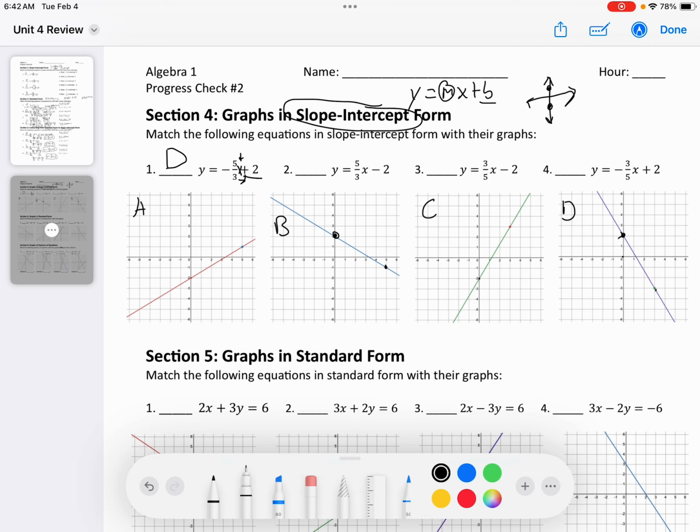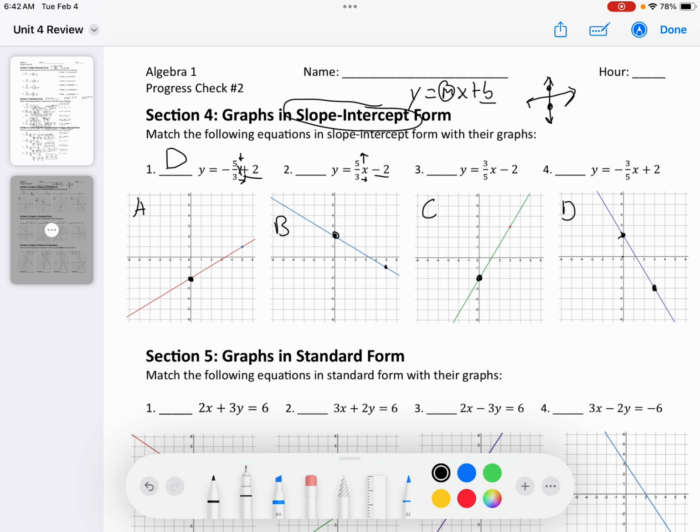So then, let's look at the next equation. Y equals 5/3 x minus 2. Again, this minus 2 tells me that it's either going to be A or C, because that's where it's going to cross the y-axis, down at negative 2. We're going to use the slope to tell us what next. So 5/3, since it's a positive slope, means we're going to be going up 5 and right 3.